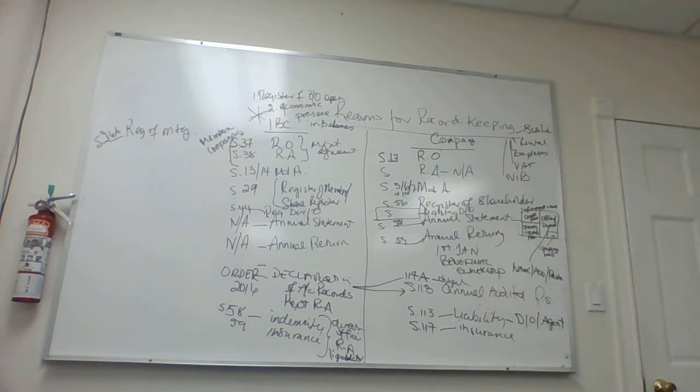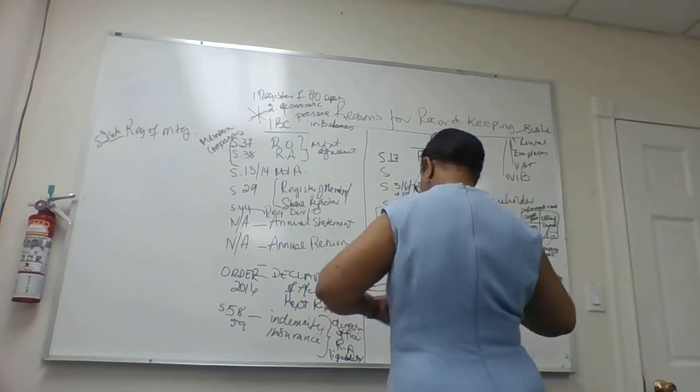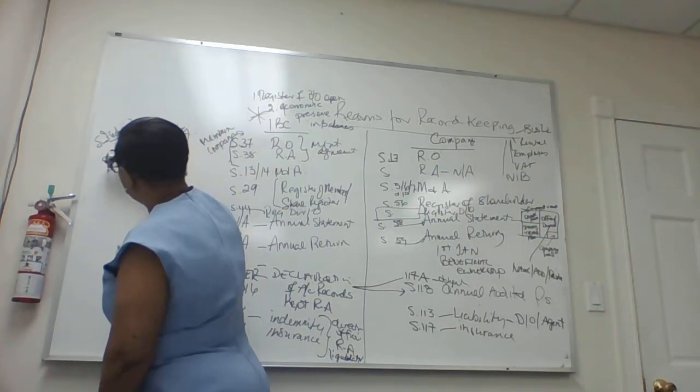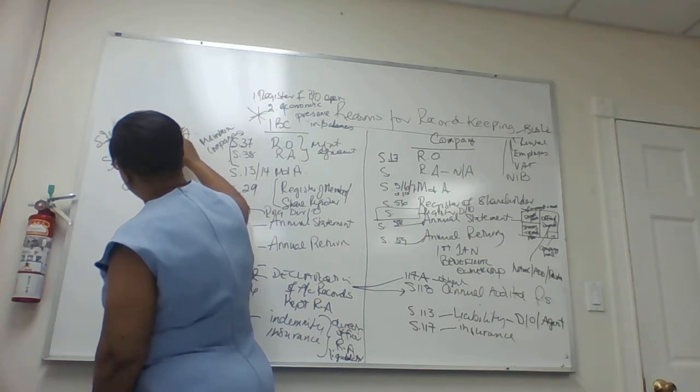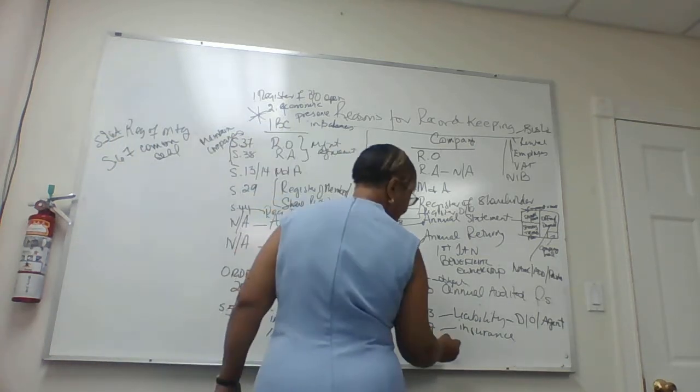What about the common seal? The company shall have a common seal. Section 67 says the company shall have a common seal, and an imprint thereof shall be kept at the registered office of the company. And it's under the Companies Act too.